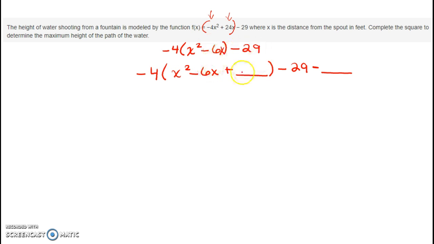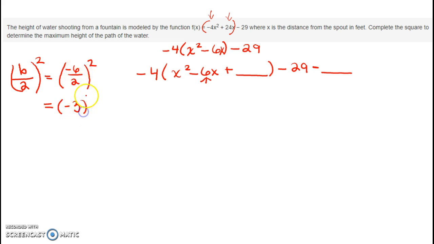So now from here, I have to decide what number completes the square. The number that completes the square is always found by doing b over 2 squared. And b is the number in front of the x. So in this case, we will have -6 divided by 2 squared. -6 divided by 2 is -3 squared. And -3 squared is 9, positive 9.